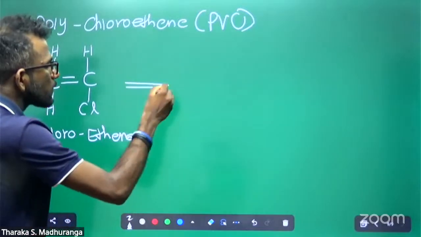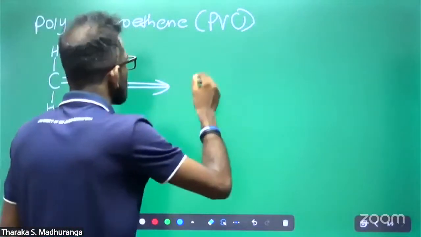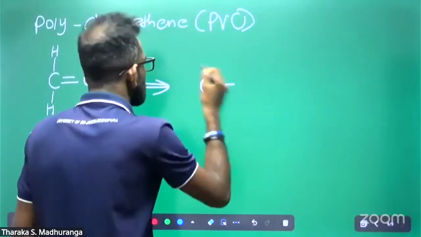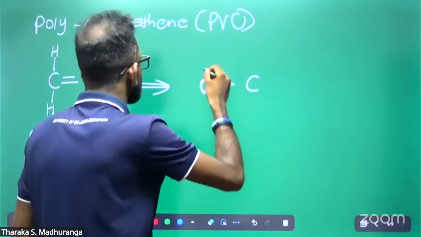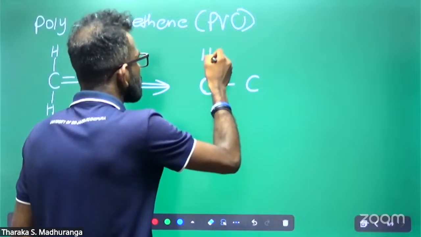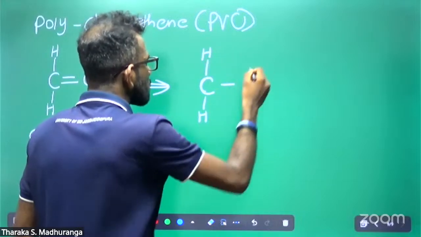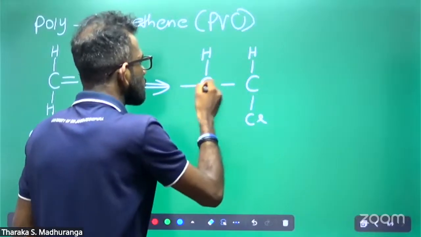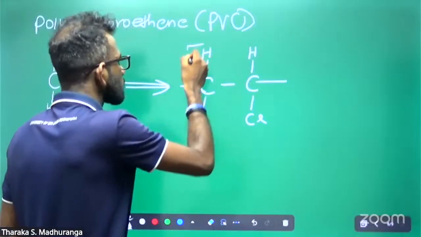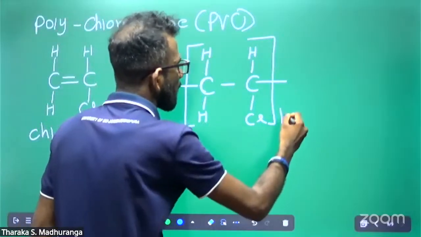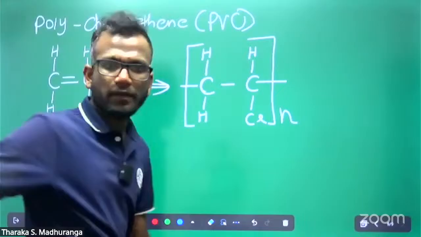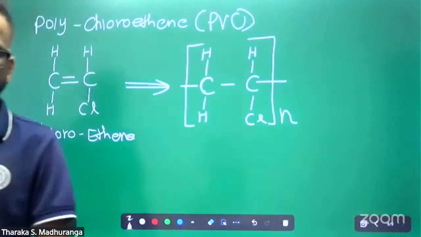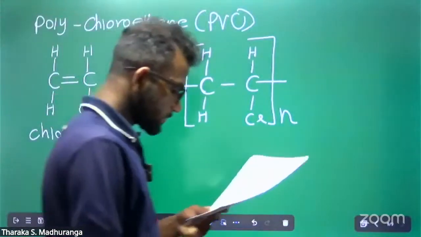Then this is the polychloroethene PVC structure. In short, one double bond is broken down. Hydrogen, hydrogen, hydrogen, chlorine. Polychloroethene PVC structure. That's enough, no?